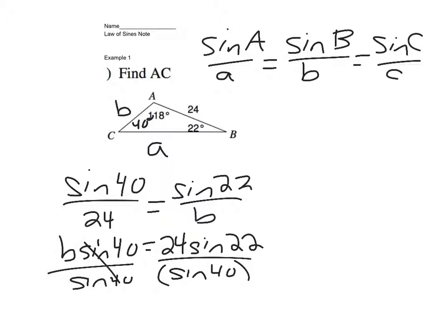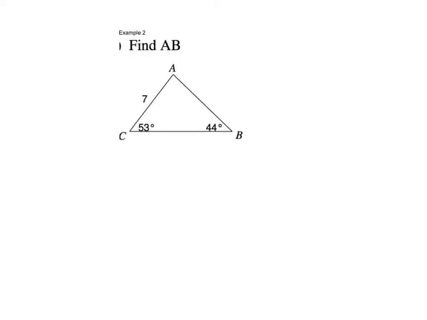So I'm going to make sure I put my denominator in parentheses. So I have 24 sine 22, and I'm going to divide by the sine of 40, and I'm going to put that in parentheses. And I end up with 13.986, so about 13.99.